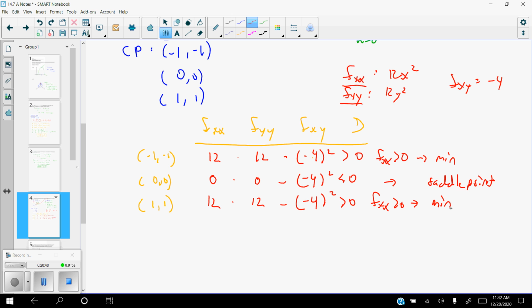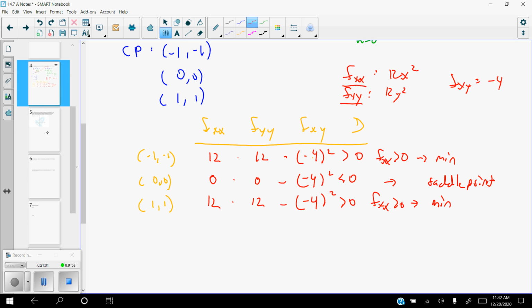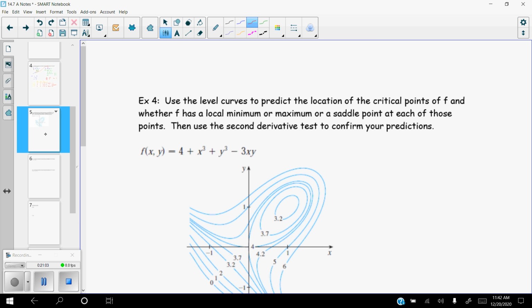All right, and then obviously you could plug these things back in to find your minimum value. I'm going to skip that step for right now, just because I want to make sure we get through these next couple of pages within this video. All right.